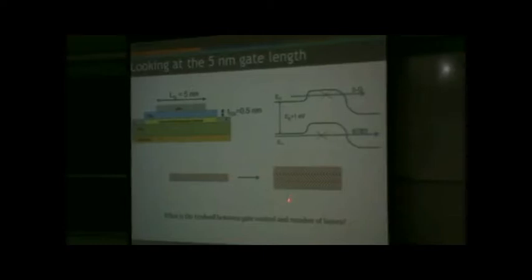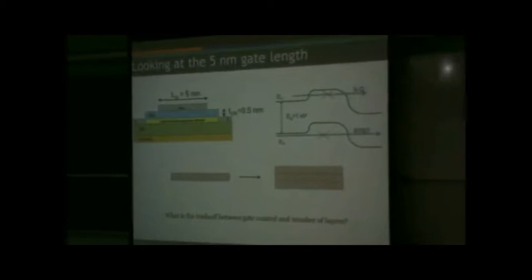The second question we asked is, can we boost up the amount of current we get by increasing the number of layers from one monolayer? If I increase the number of layers, I'm losing gate control. But there may be a trade-off. I'm losing gate control at the expense of higher on current, and there may be a good trade-off. That's what we wanted to see.